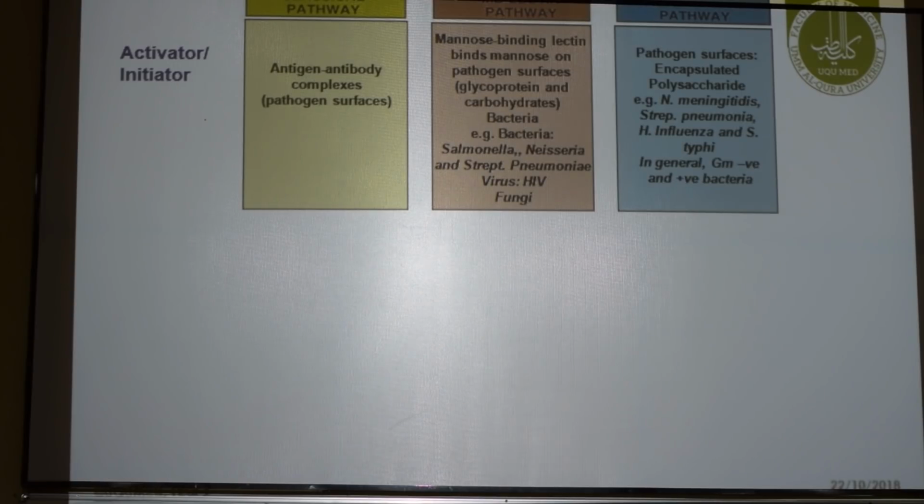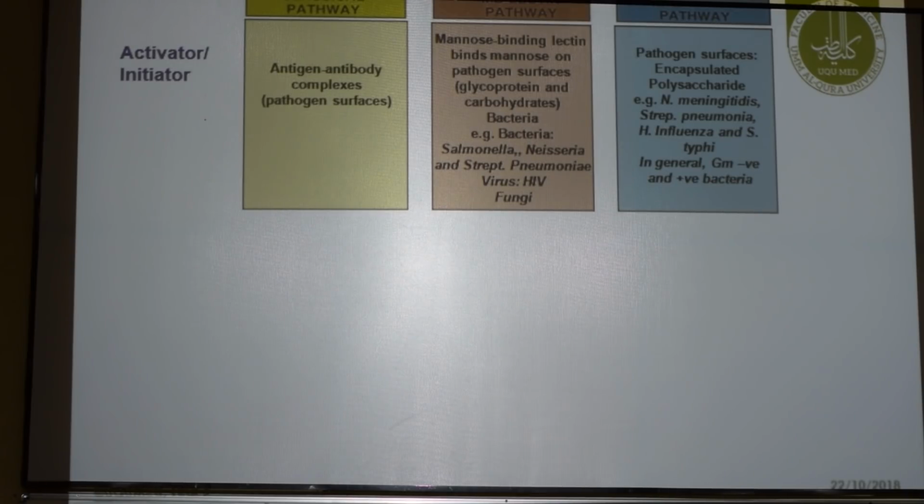Then if you look at number 2, the name tells you a lot about the activation. It is called mannose binding lectin. Do you all know what is mannose? Mannose is a carbohydrate. Very good. So mannose carbohydrate present in the bacterial wall will be bound by the lectin, and the mannose binding lectin pathway is activated.